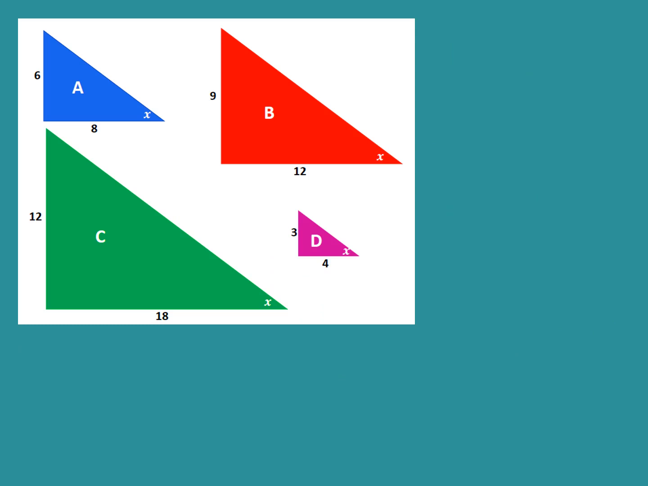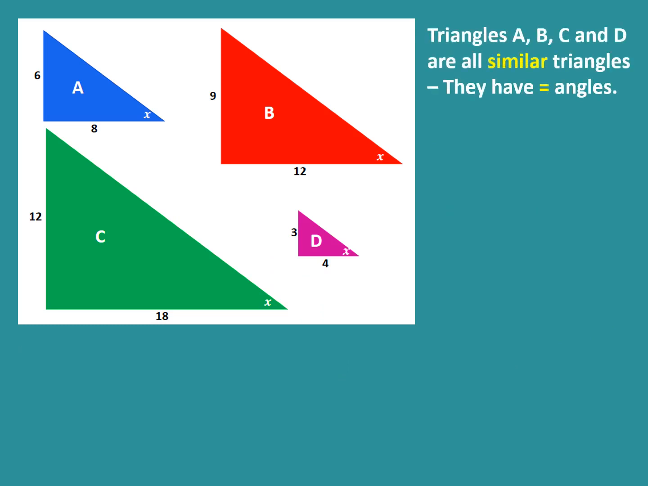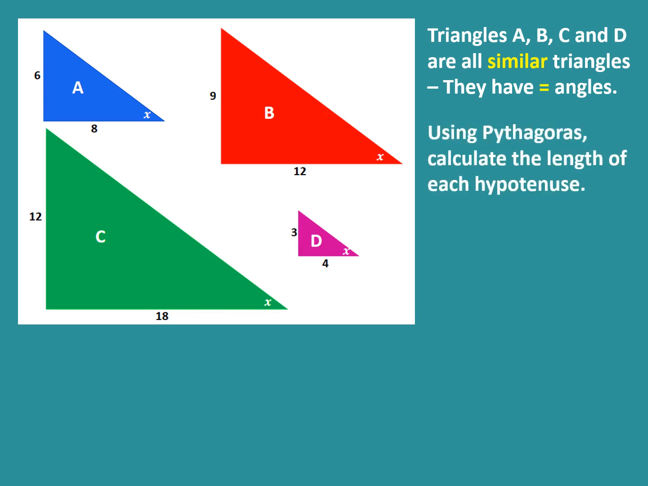Let's have a look at these four triangles. Hopefully you notice that they are similar triangles. They're all exactly the same in terms of their angles. I haven't said how big the angles are, but all those angles are exactly the same size. And using Pythagoras, I would like you to calculate the length of each hypotenuse. I'm going to do the first one with you, so I will do triangle A with you.